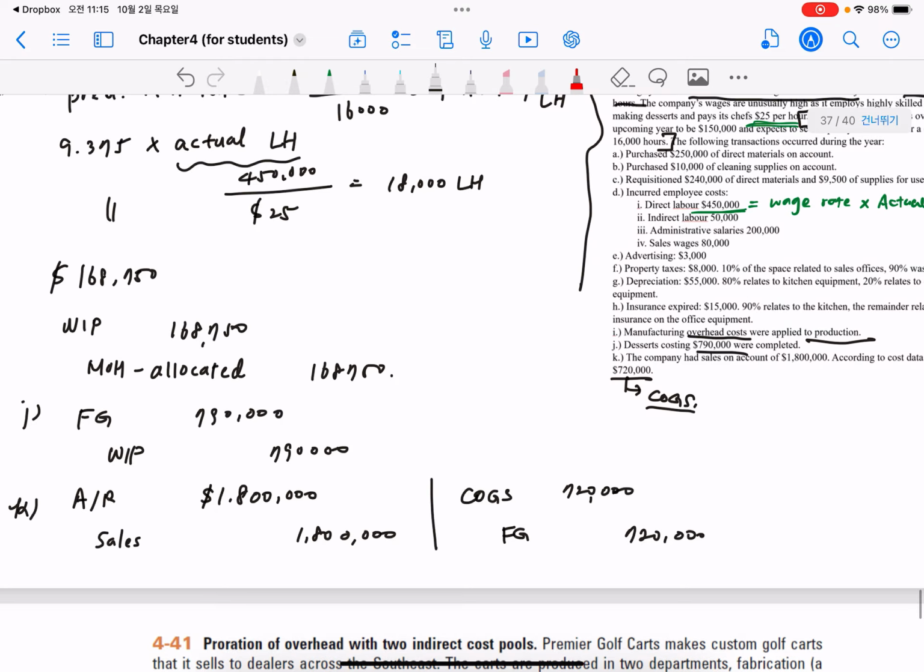But of course, even though I understand AR or FG, in the midterm or final exam, it would be better if you specify what exactly these accounts are, rather than using the abbreviation.